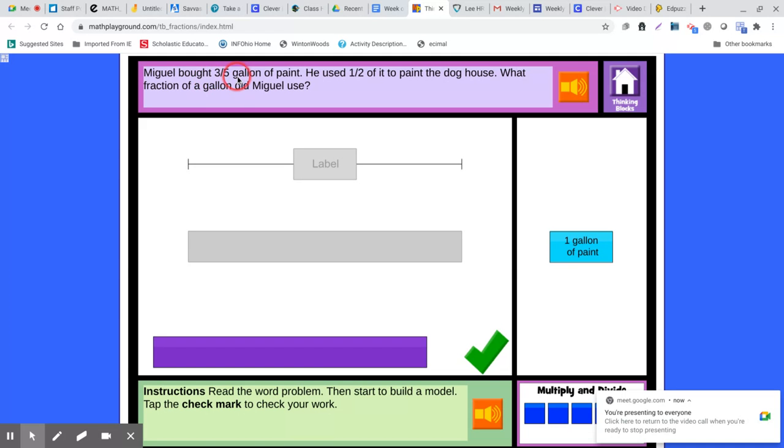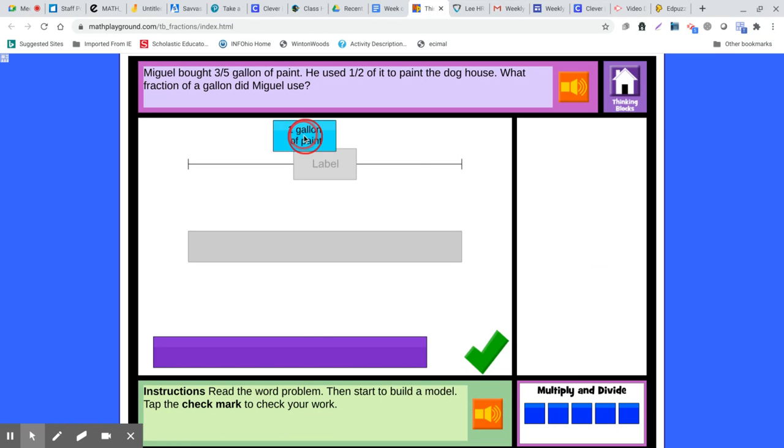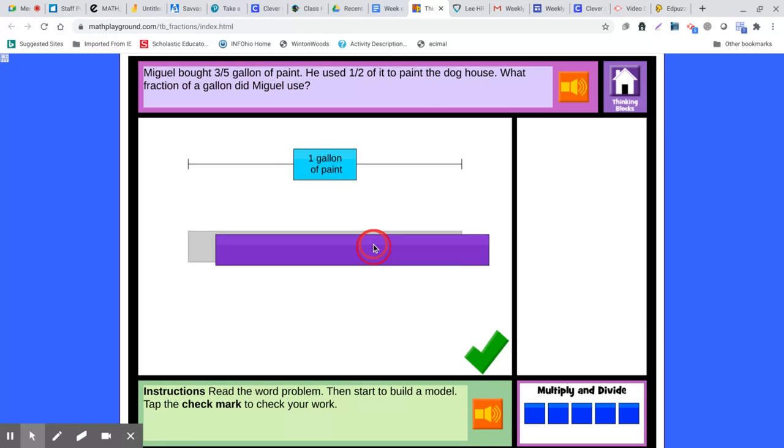Miguel bought 3/5 gallon of paint. He used half of it to paint the doghouse. What fraction of a gallon did Miguel use? All right, so this is one whole. 1 gallon of paint is one whole. That's convenient.